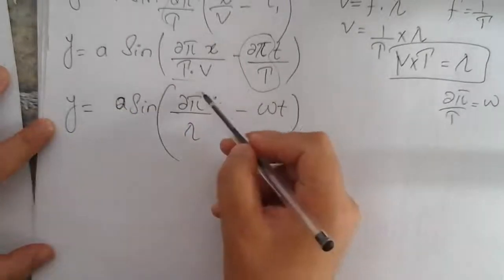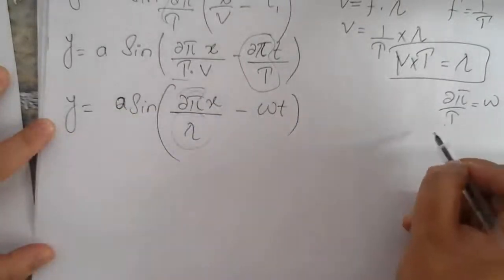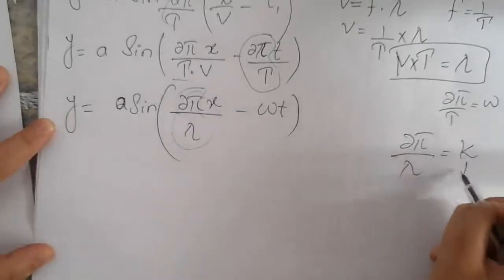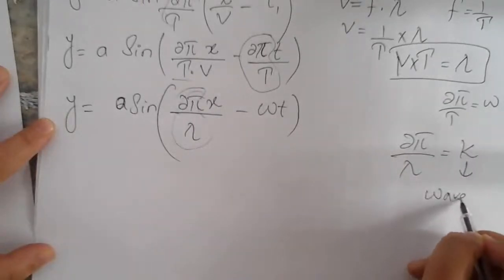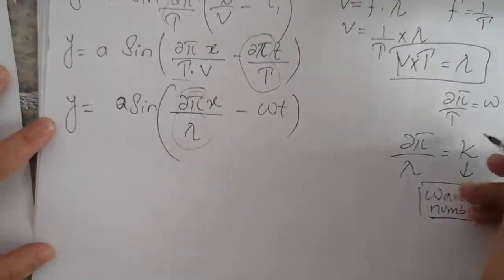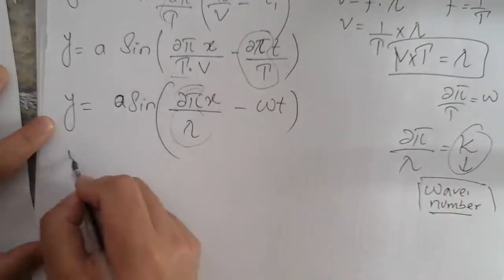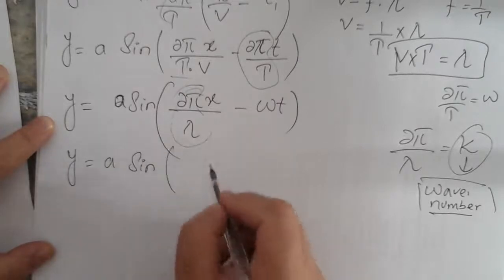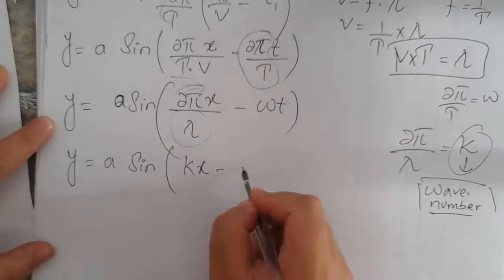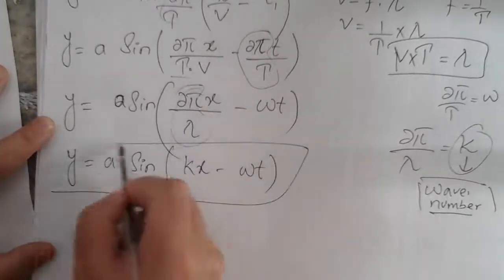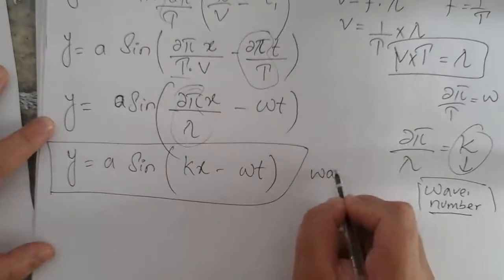Now keep in mind this 2 pi over lambda is equal to k. What is k? K is the wave number of the wave. Okay, how many waves are passing per unit length, this is k. Okay, so y is equal to A sine (kx minus omega t). So this is the basic wave function.